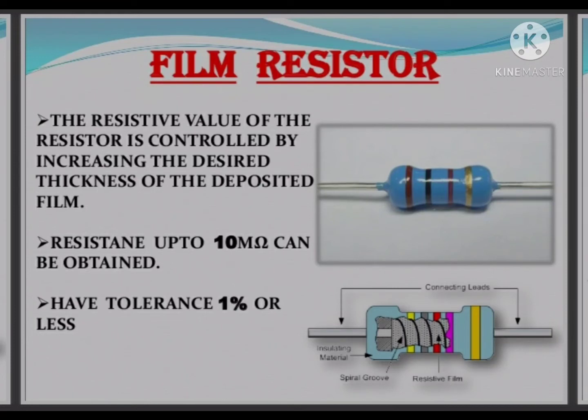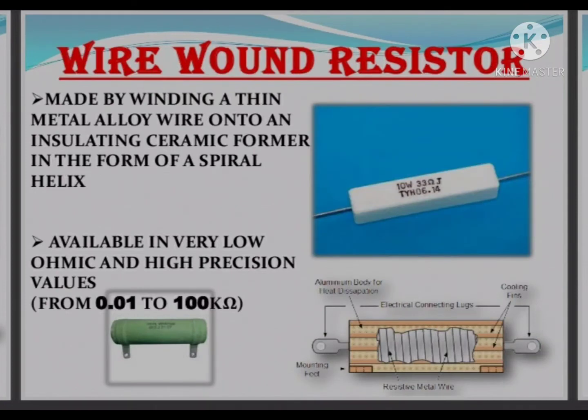The second one is film resistor. The resistive value of the resistor is controlled by increasing the desired thickness of the deposited film. Resistance up to 10 mega ohm can be obtained by using film resistors. It has a tolerance of 1% or less than 1%.